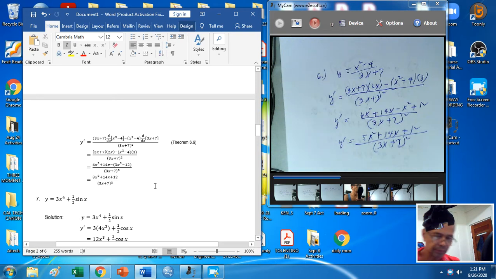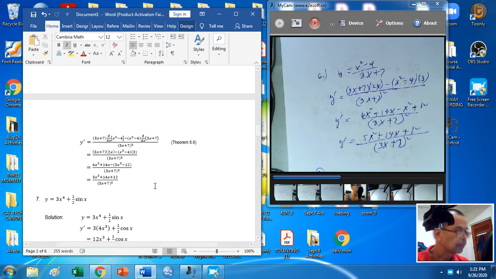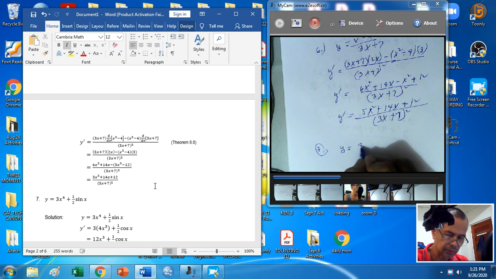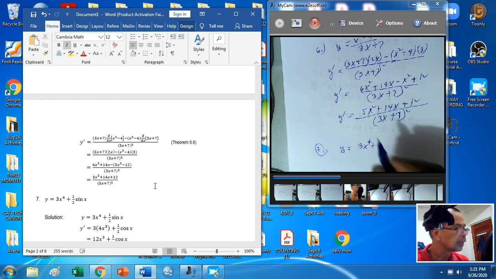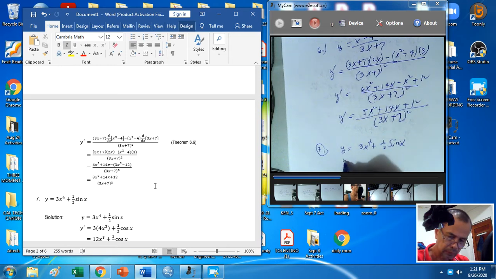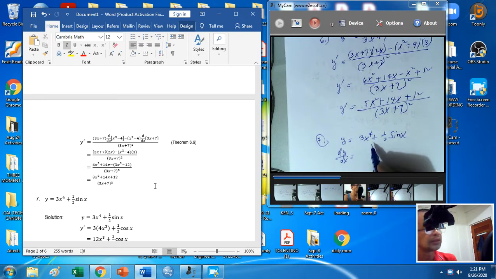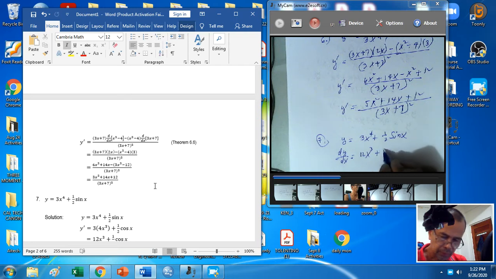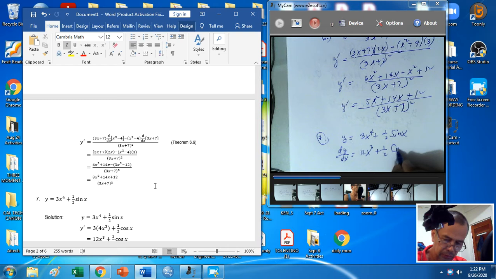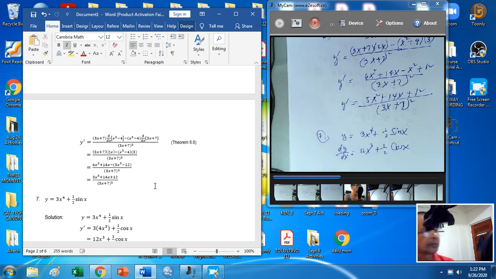Now, number 7. So, it includes a sine, no? So, y is 3x to the 4th plus 1/2 sin x. So, your dy/dx. Okay, what's the derivative of 3x to the 4th? That is 12x cubed plus 1/2. The derivative of sin x is, of course, cosine x. It's there.